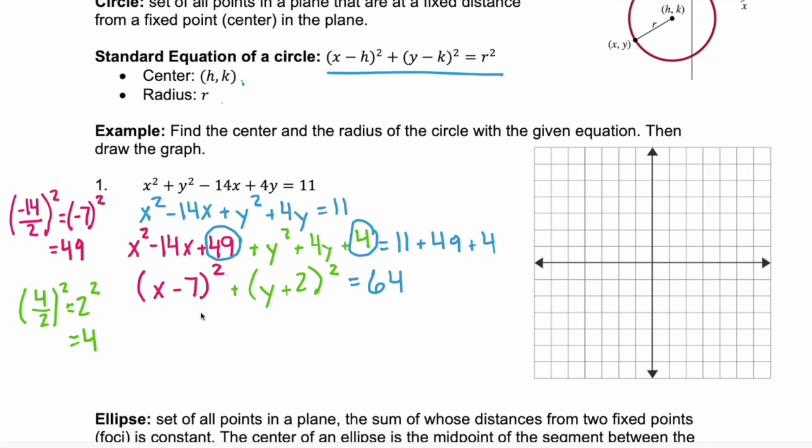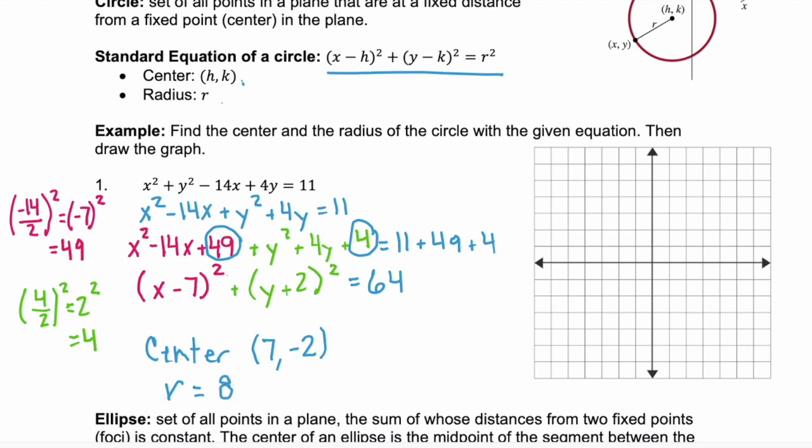Now we're in the standard equation. We can identify our center. That is the point (7, negative 2). And our radius, r squared is 64, so our radius is 8.